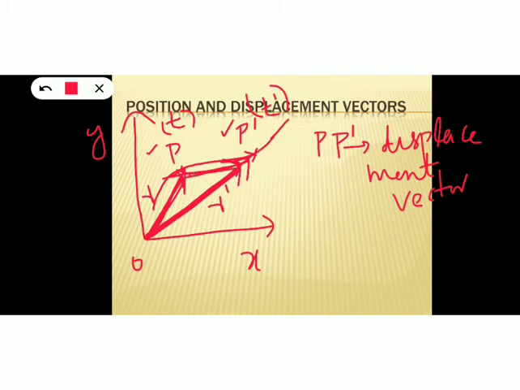Okay. Similarly, this is the displacement vector, and this is the length of the displacement vector. So this length itself will be the magnitude of displacement vector PP dash. Okay. So it's very clear. Position vector is obtained by joining a line from the origin to that point.